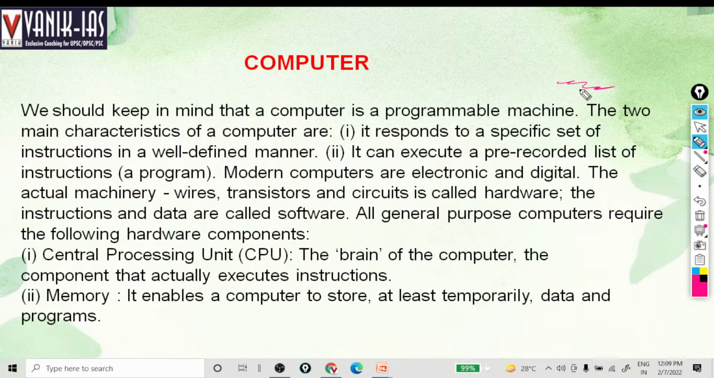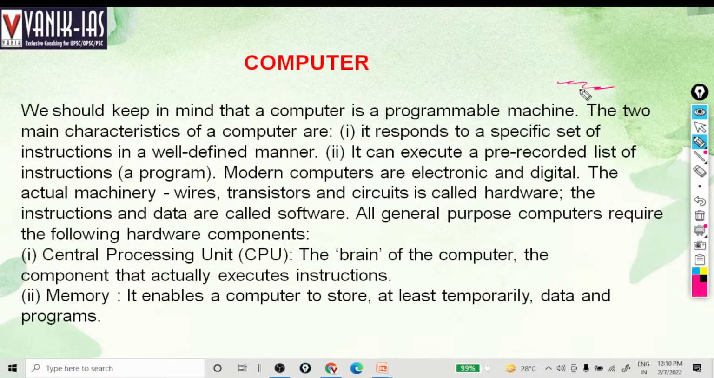So what is computer? You should write the exact definition. Computer is a programmable machine. What do you mean by programmable machine? That means if you have given a direction that in this situation you have to do this, you have already given a direction to it and it will work according to it.